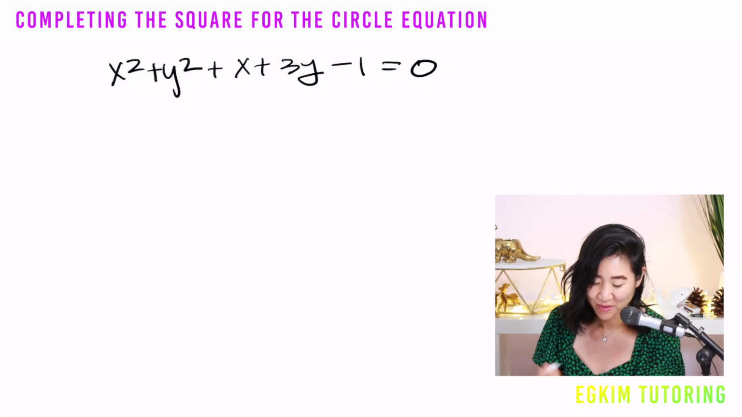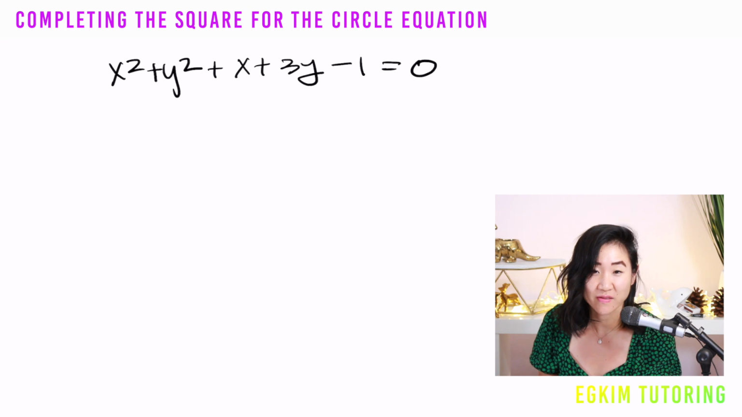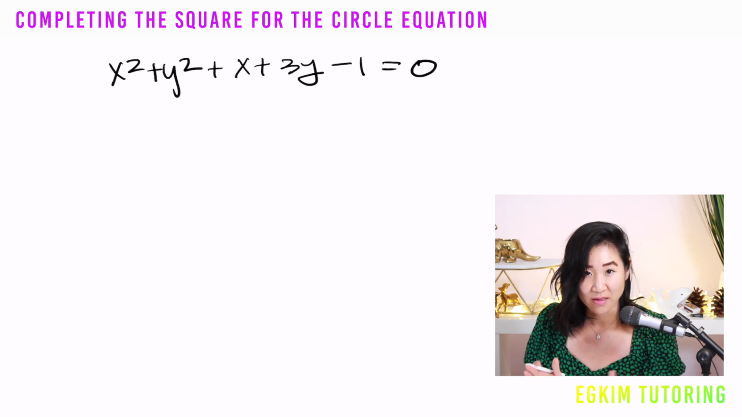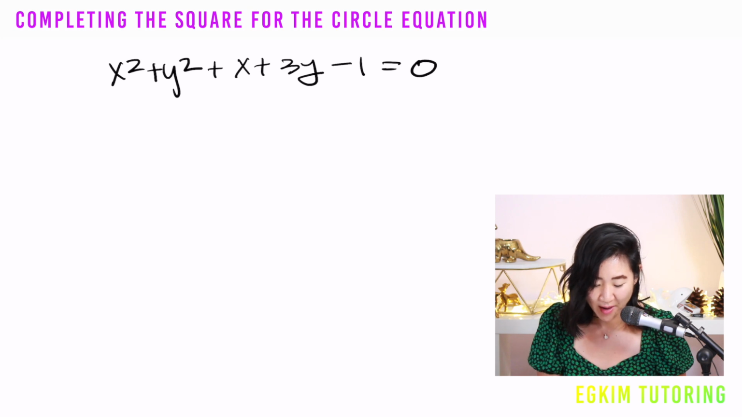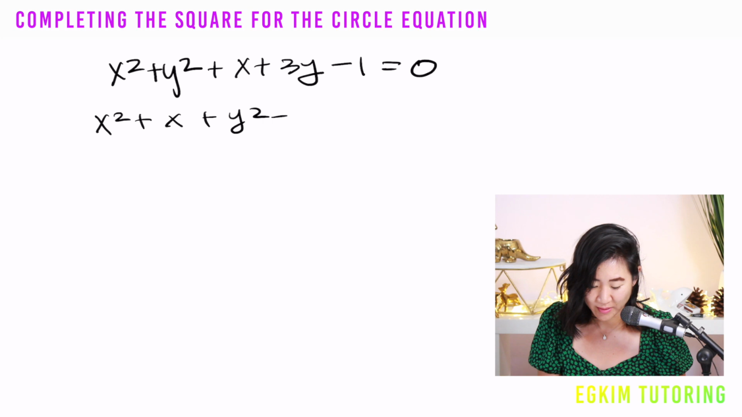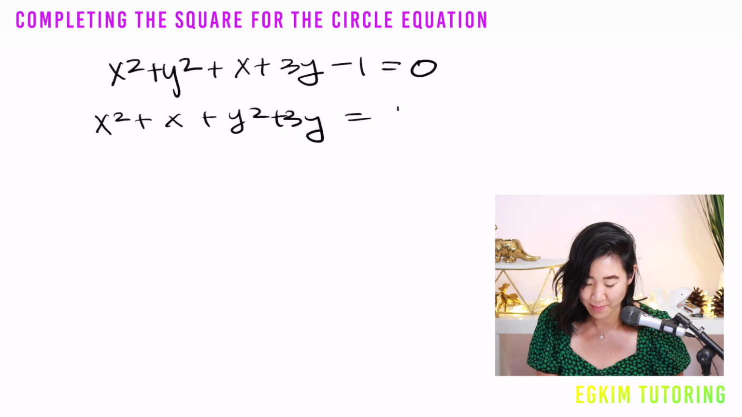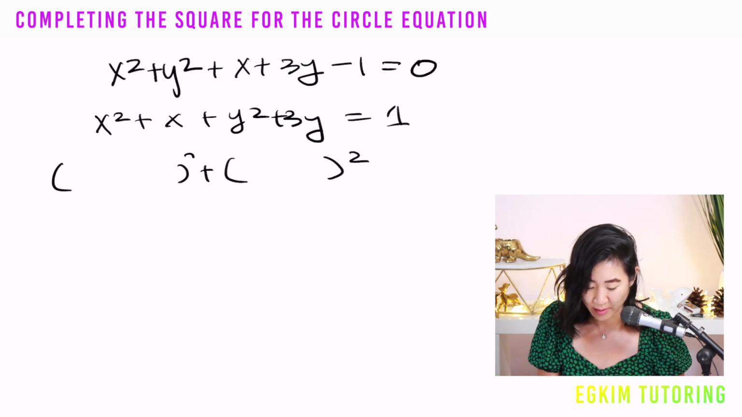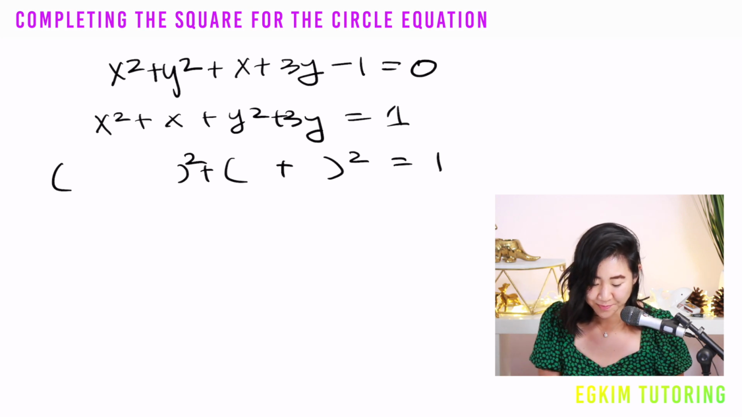Okay, so let's review. The first thing you would do is move the constant to the right and then arrange the x's and the y's separately, right? So we're going to have x² + x + y² + 3y = 1. And then again, you're going to complete the square for both the x's and the y's. So let's just set it up like that for right now.